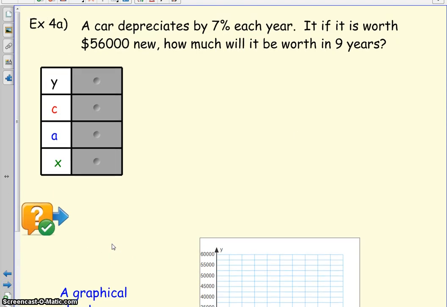So here's another one. A car depreciates by 7% each year. If it's worth $56,000 new, how much will it be worth in 9 years? So what I'd like you to do here is try and set this one up on your own first. At the very least, I want you to be able to tell me what y, c, a, and x are, what values you know, and what you're looking for. And the big thing to notice here is that it says it depreciates by 7% each year. If it's depreciating, that means it's losing 7% of its value each year. So think about how that's going to affect how you deal with the base of your power.